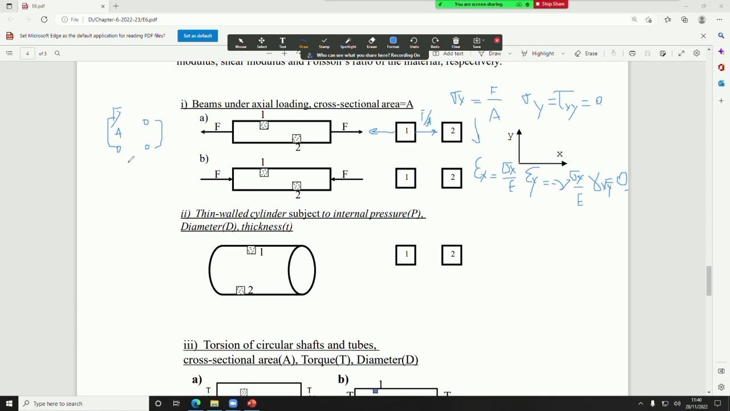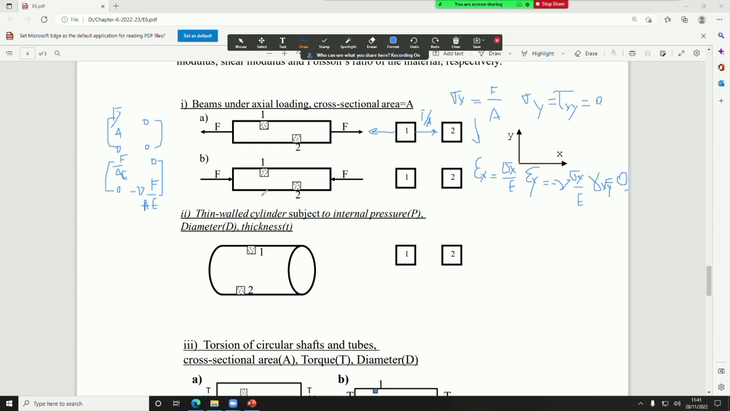Now the strain matrix. We have sigma x over E, F over AE. This is zero, this is zero, and this is minus nu F over E. So this is the stress matrix, and this is the strain matrix.